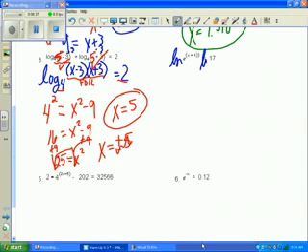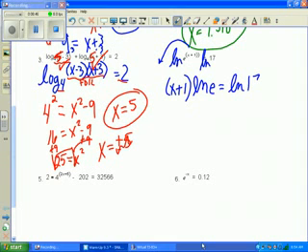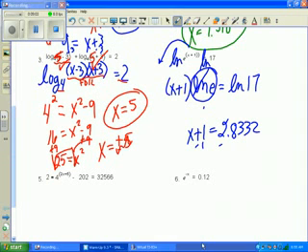Now, because e is involved, what kind of log am I going to take? I'm going to take a natural log. Pull this x plus 1 down. Now, what do you know about natural log of e? Yep, it's just the number 1. So this is really saying x plus 1 equals natural log of 17, which is 2.8332. I'm going to subtract 1, so x is 1.8332.